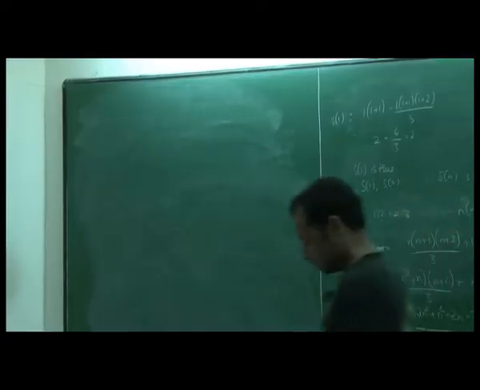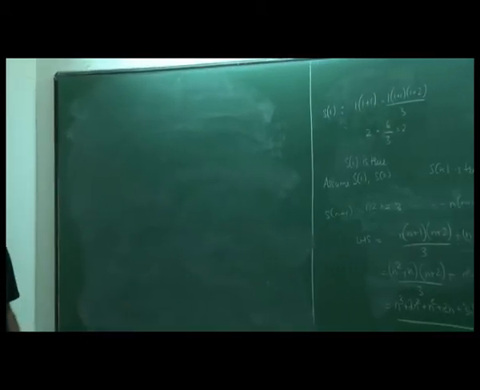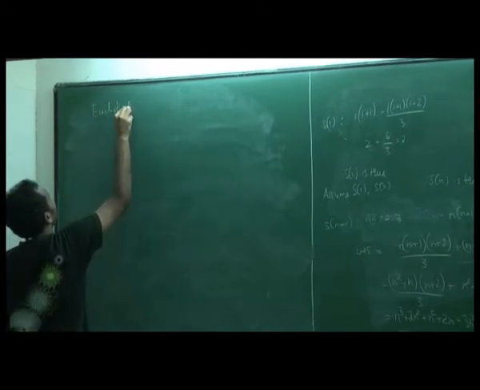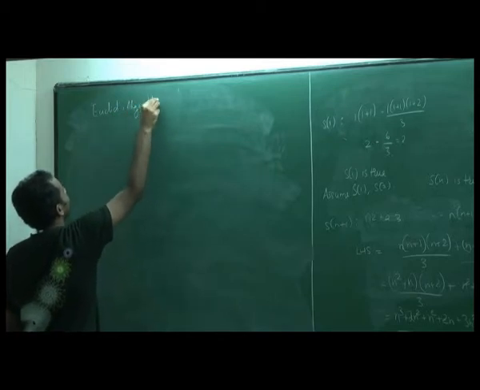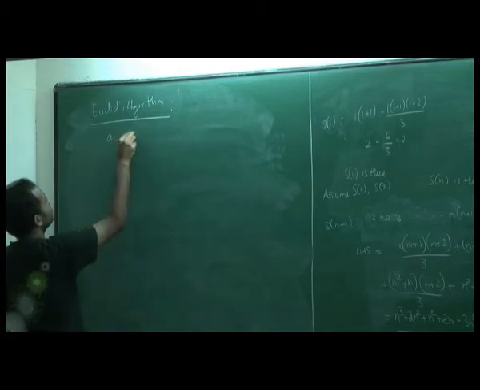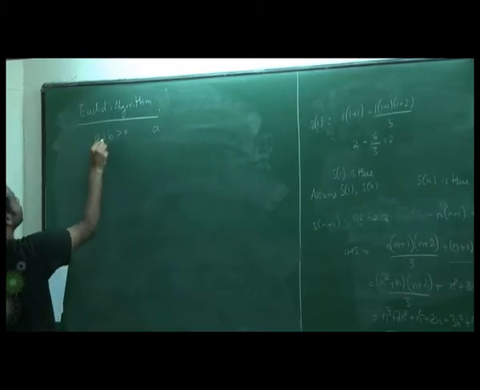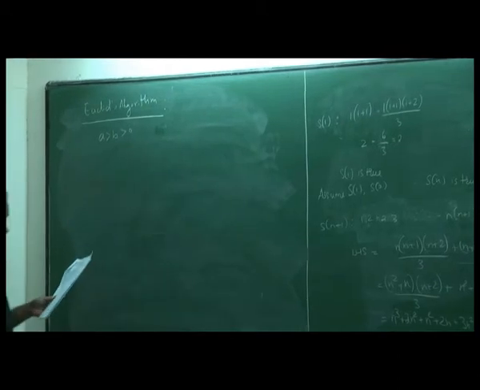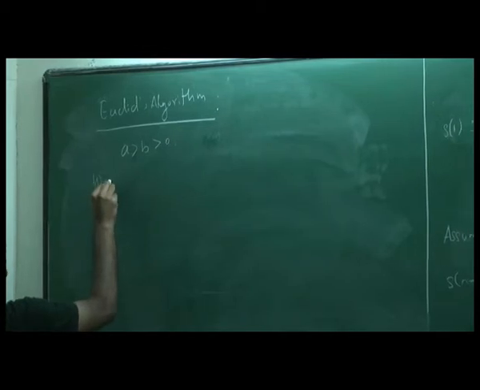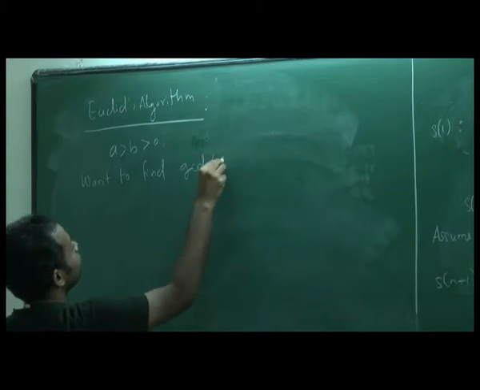Suppose I'll assume A, B are positive, or non-negative at least. Can you recall what this is? Assume that A is greater than B, greater than 0, and we want to find the GCD of A and B.